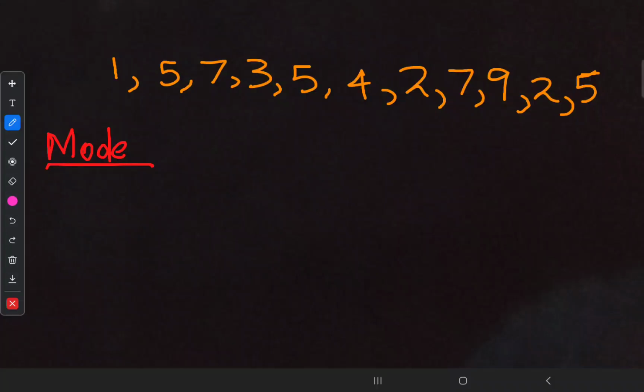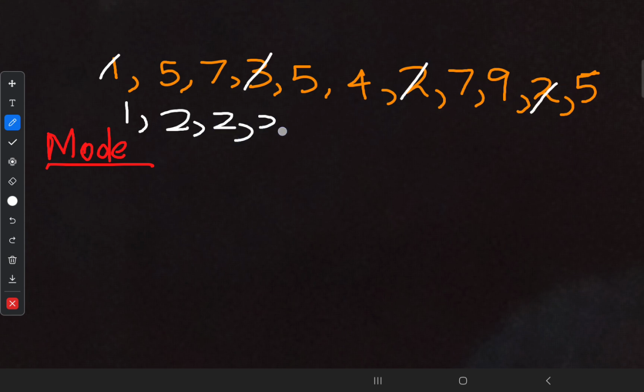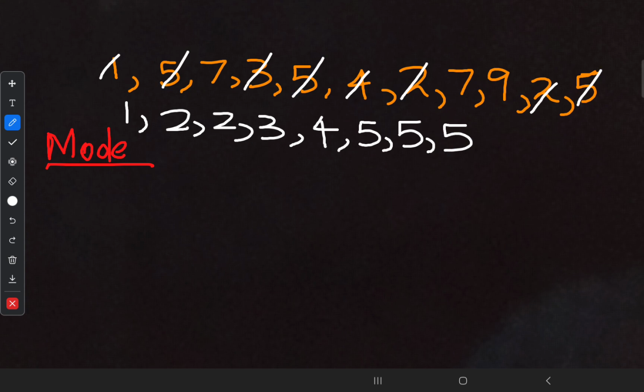In the given data set, we are going to identify our mode. Before starting to find the mode, you have to order the data in ascending order. That is the first thing you should do. Okay, let's order this one. 1 is the first one, then 2. There are two 2's, and there is a 3, and there is a 4, and there are three 5's. There are two 7's, and there is a 9. This is the thing you should do first.